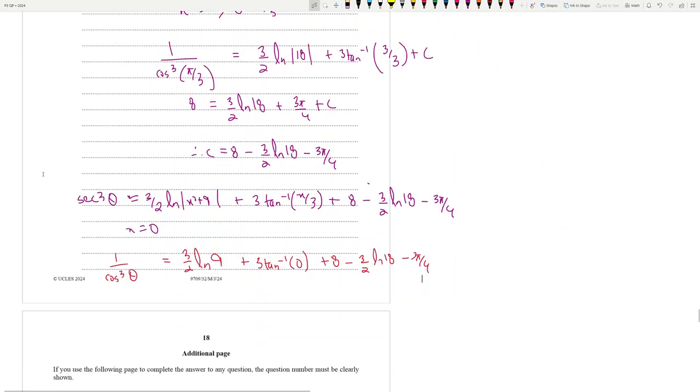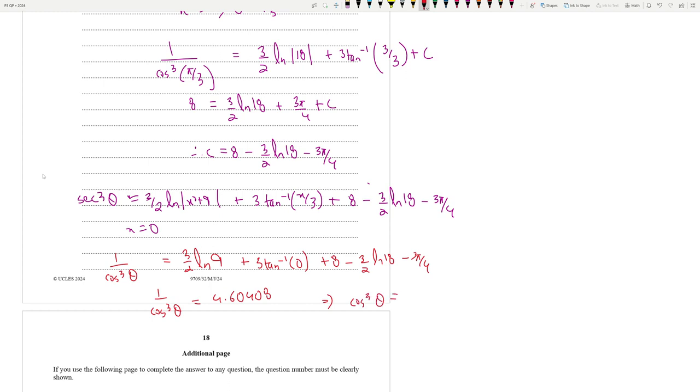Answer to 3 significant figures. Okay, so let's just do this at once. 3 by 2 ln 9 plus 3 tan inverse 0 plus 8 minus 3 by 2 ln 18 minus 3 pi by 4. Wait, sorry, I messed up. Okay, so I'm getting this, 4.60408. So what will it be actually?